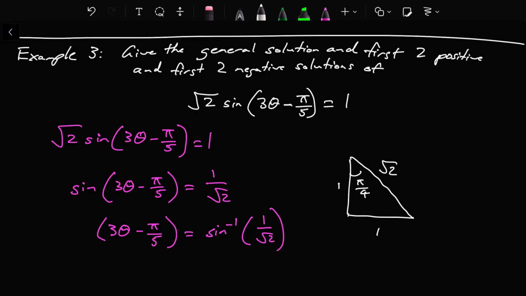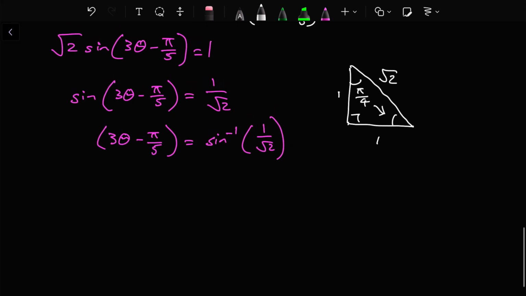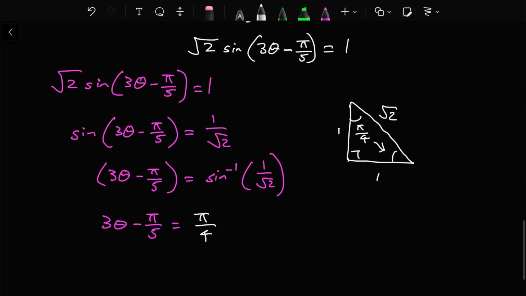These angles are pi on 4, right? So I can say it's going to be pi on 4. And it is going to be pi on 4 because it's positive. Equals pi on 4, but because it's the general solution, we recognize that we can take the angle of pi on 4 and we can just keep going around in rotations.